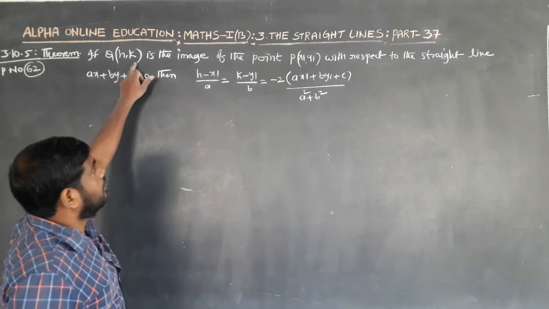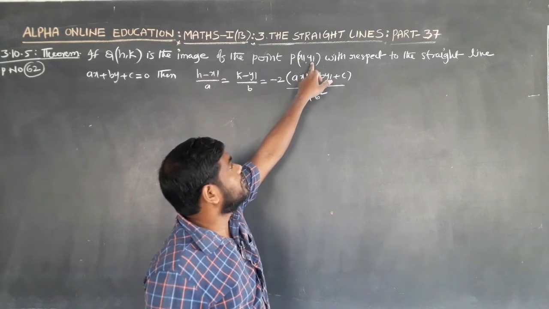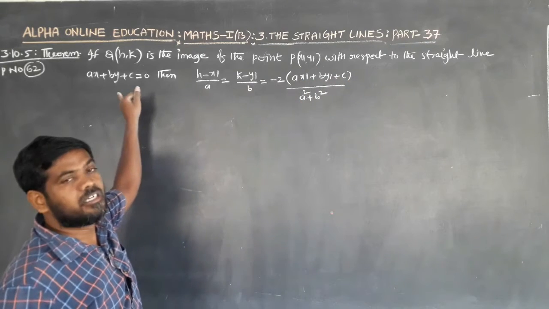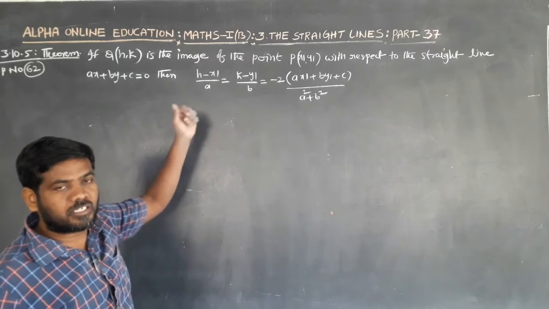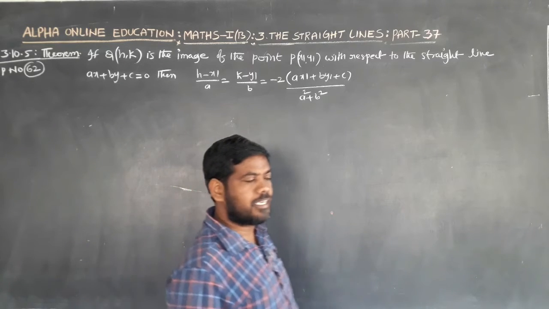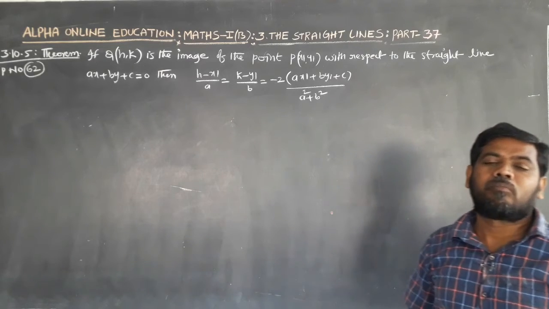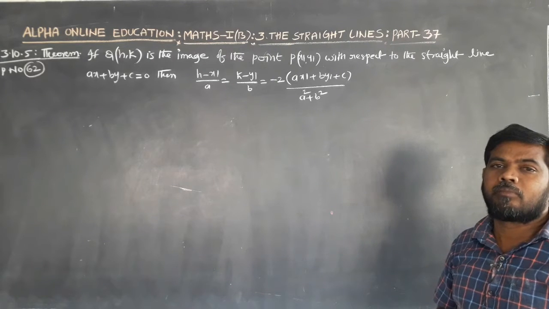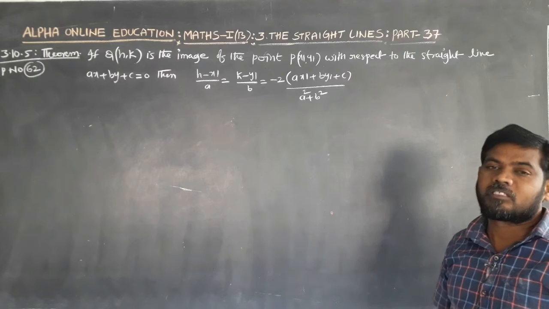If Q(h, k) is the image of the point P(x1, y1) with respect to the straight line ax + by + c = 0, then (h - x1)/a = (k - y1)/b = -2(ax1 + by1 + c)/(a² + b²). This is the image theorem.